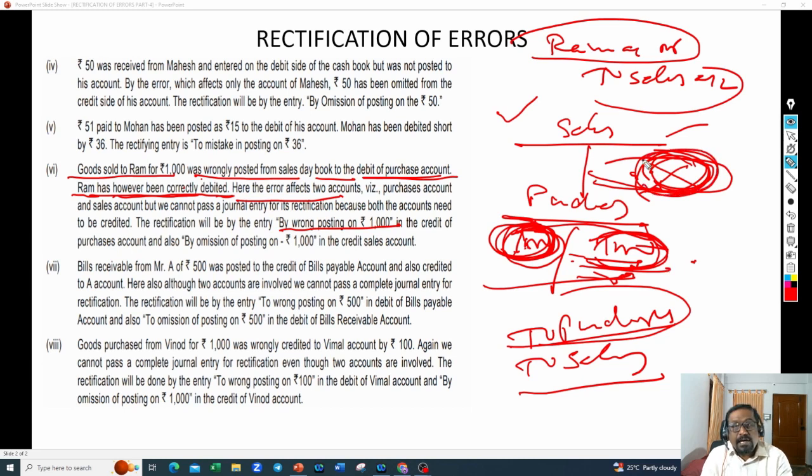Sales account, what are we writing? Sales account has to be credited as per the journal entry. So the sales account has to be credited. It was not credited. What entry am I supposed to do? By omission. We omitted that entry, right? So hence we are saying by omission of posting here, and I am writing 1000. This is how the rectification has to be done. Are you getting my point?